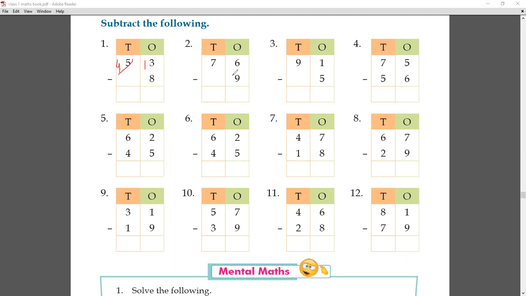Okay. 12, 11, 10, 9, 8, 7, 6, 5. 13 minus 8 is equal to 5. So we write 5 here. And what do we write here? 4? Yes, because here is no digit, and when 0 is subtracted from any digit, what is the answer? Same. Our answer is 45.